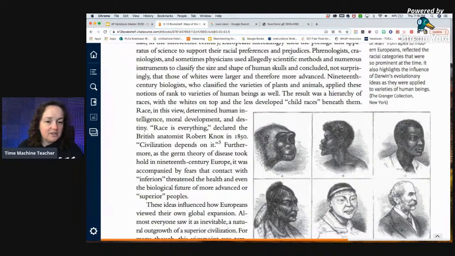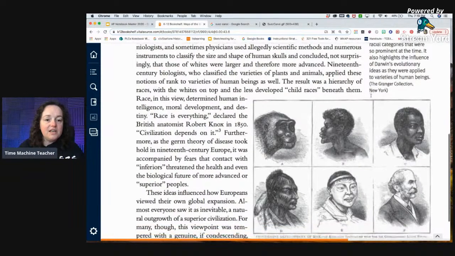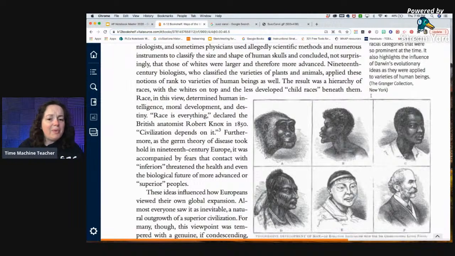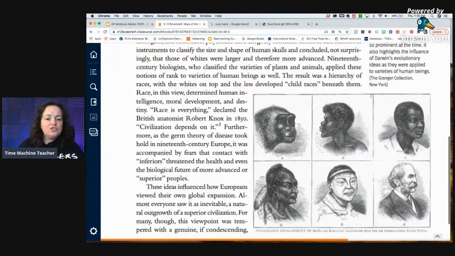Race is everything, declared the British anatomist Robert Knox in 1850. Civilization depends on it. Furthermore, as the germ theory of disease took hold in 19th century Europe, it was accompanied by fears that contact with inferiors threatened the health and even the biological future of more advanced or superior peoples.